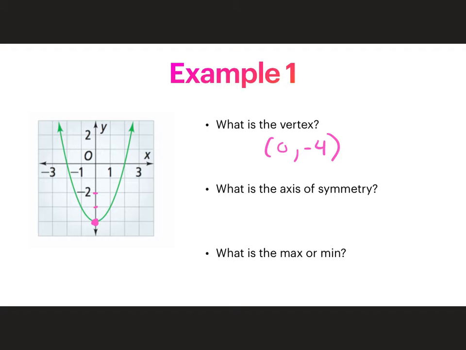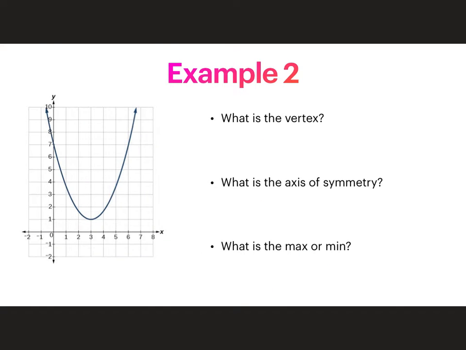What is our axis of symmetry here? 0. X is equal to 0. Always need that x is equal to for your axis of symmetry, and it just comes right from the x coordinate here. Looking at our graph, do we have a max or min? A minimum. Our vertex is at the minimum. And then what's our minimum value? -4. So our minimum always comes from the second number. All right, example 2.